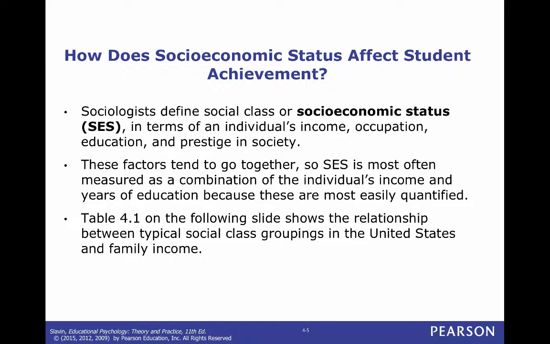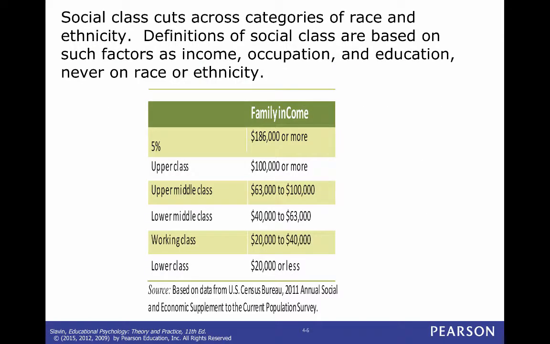Table 4.1 shows a relationship between typical social class groupings in the United States and family income. So if your family makes over $186,000 or more, you're in the top 5% of the wealth bracket, so you're wealthier than 95% of the population. You might not think that's that much, because a lot of people think of millions. But actually, if your family makes over $186,000 a year, you're in the top 5% of families in wealth.